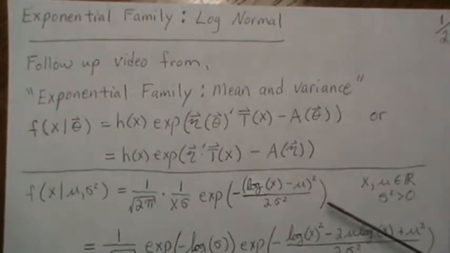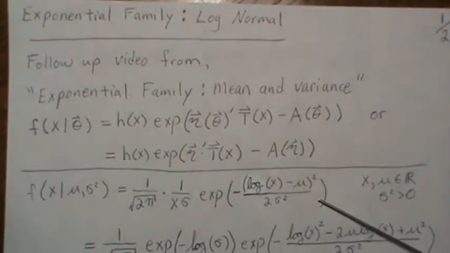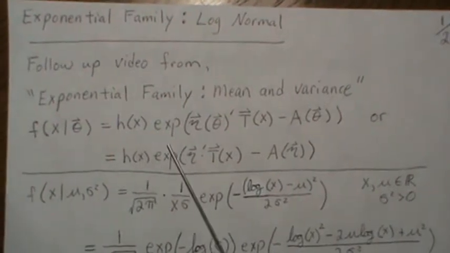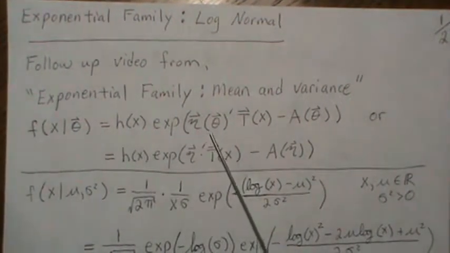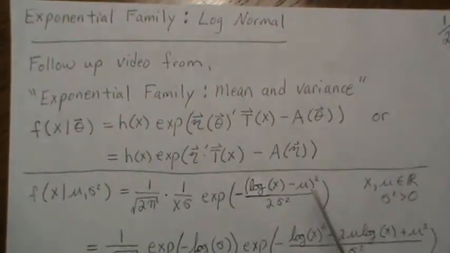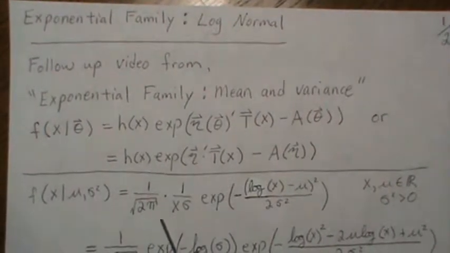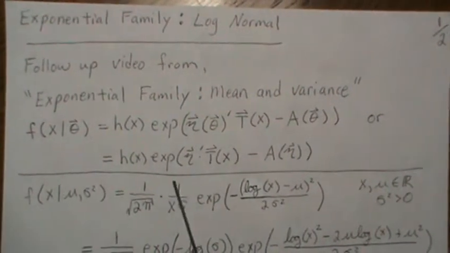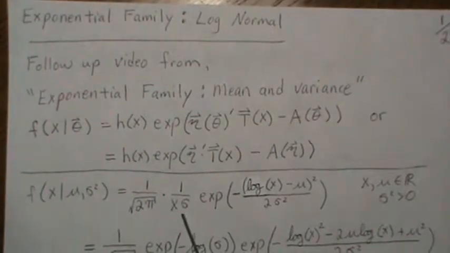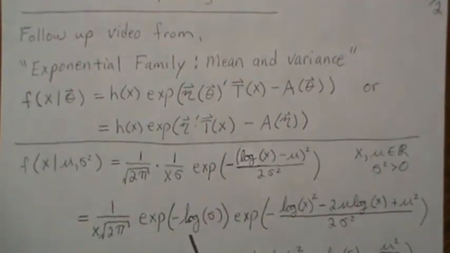So this is a density for a log normal distribution, and next we want to put it in this form. So we have to think about a function of the data, function of the parameters times a function of the data, and then a function of the parameters by themselves. So here this x and the square root of 2 pi can be offset, and that is going to act as our h of x. And so this here, we take the log and then exponentiate it, and we get this.